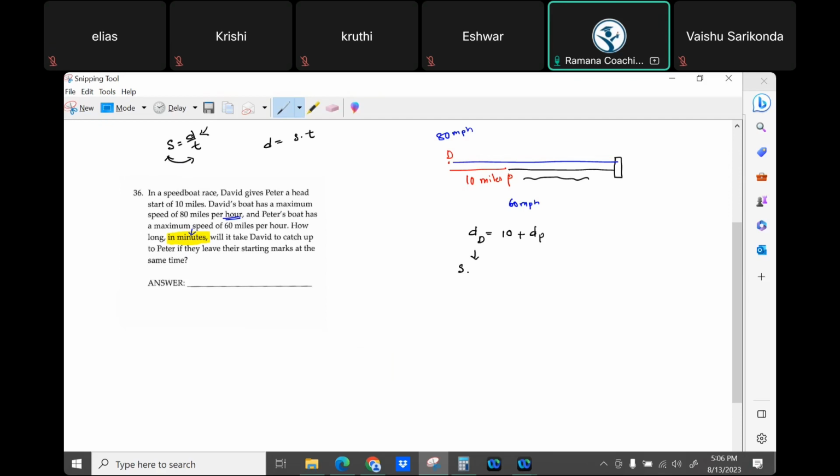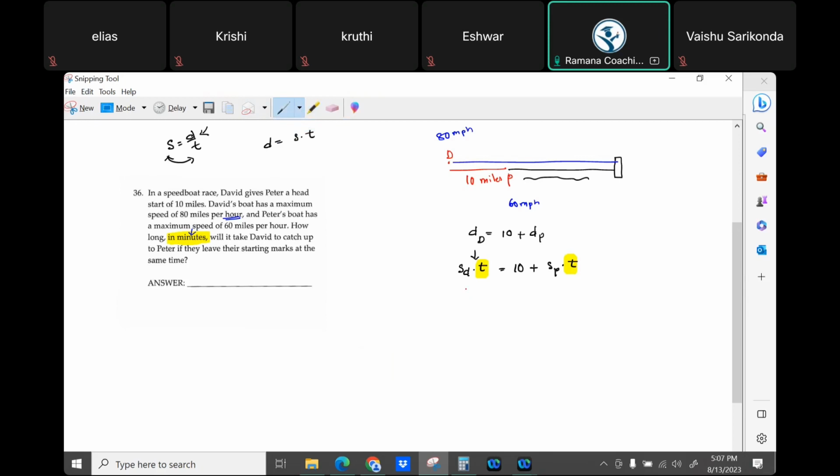Speed of David times how long he has been driving, plus 10, plus speed of Peter times how long he has been driving. Because they both left their marks at the same time, I picked the same variable t and t for both David and Peter. Is that making sense? Is that clear? Very good.